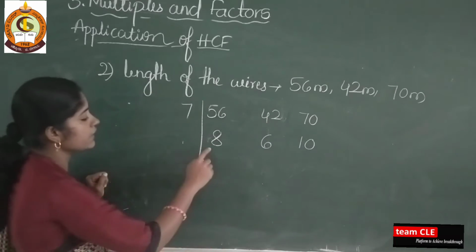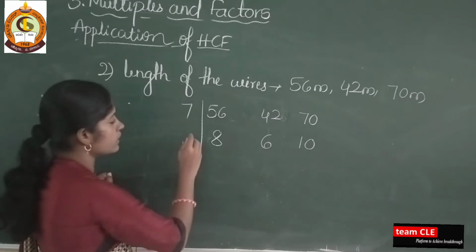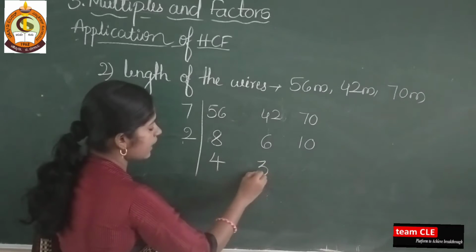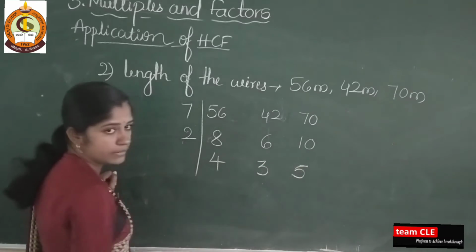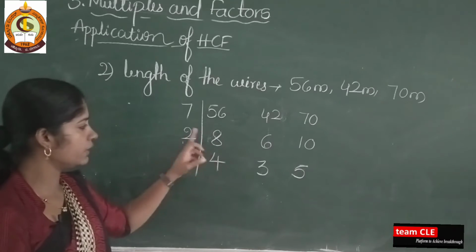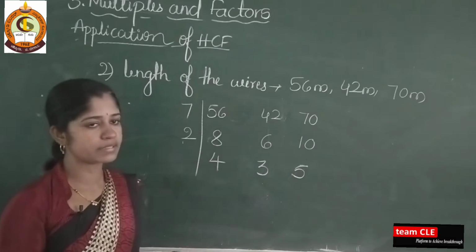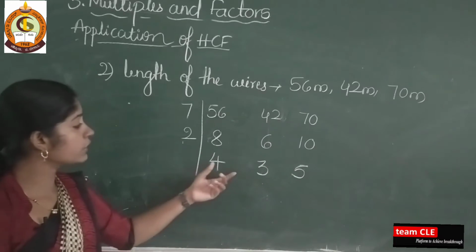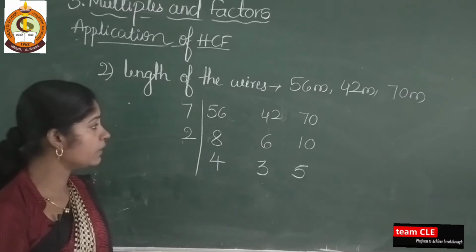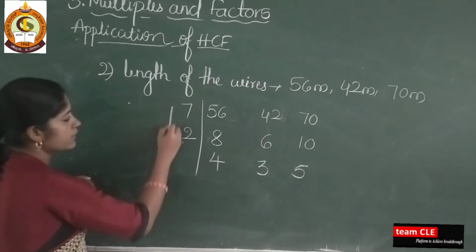Next, 8, 6 and 10: which table are they in? Yes, they are all in the 2 table. 2 fours are 8, 2 threes are 6, 2 fives are 10. Next you check whether 4, 3 and 5 are in the same table. No, they are not in the same table. So what do we need to do? You have to stop here only. Take these digits.